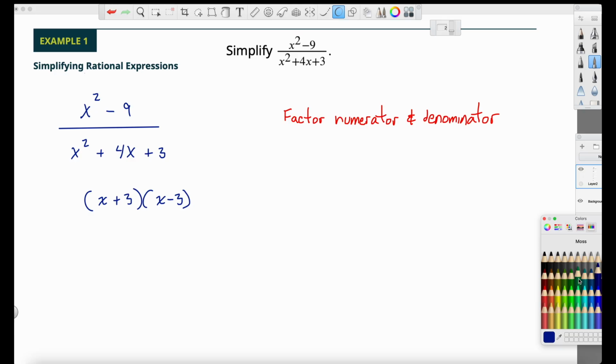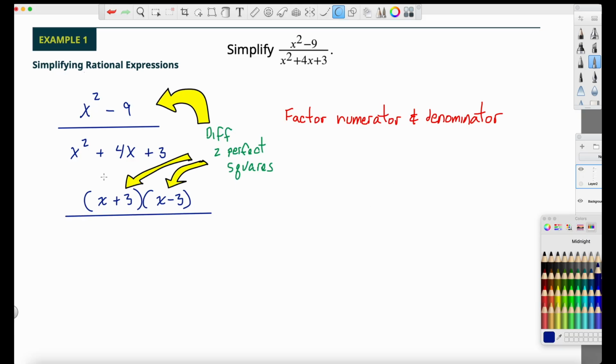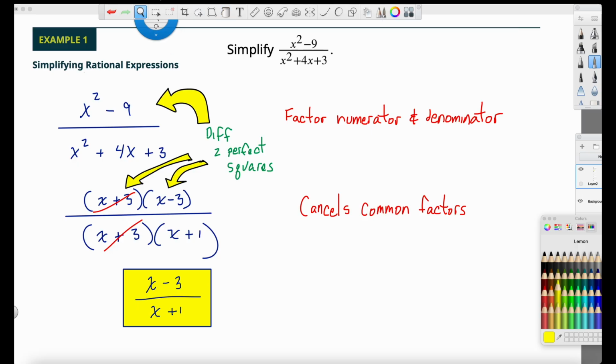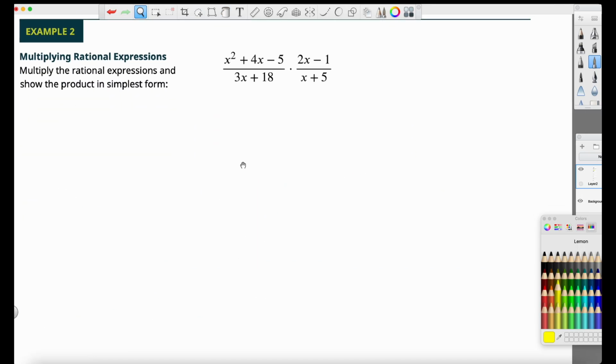And so as we see on the numerator here, we have the difference of two perfect squares. So we've seen this in a unit before. So we have a conjugate pair, x plus 3 times x minus 3. And the denominator, we just have a simple x plus 3 times x plus 1. And now we're going to cancel the common factors and write our final answer. Okay, so that's example 1.